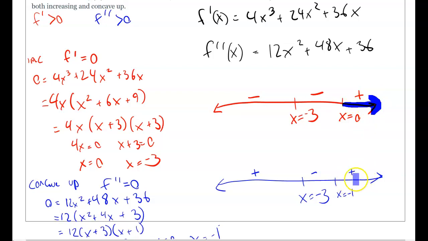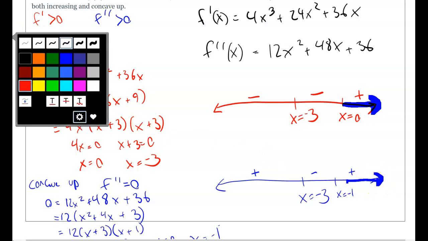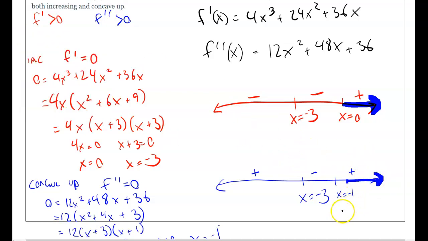And notice my second derivative is positive over here. But my answer, and this is where it's hard, is where both conditions are true. So my answer here is only from 0 to infinity. That's because even though my second derivative is positive from -1 to 0, I want both my first and second derivative to be positive. So that's the utility of lining these up.